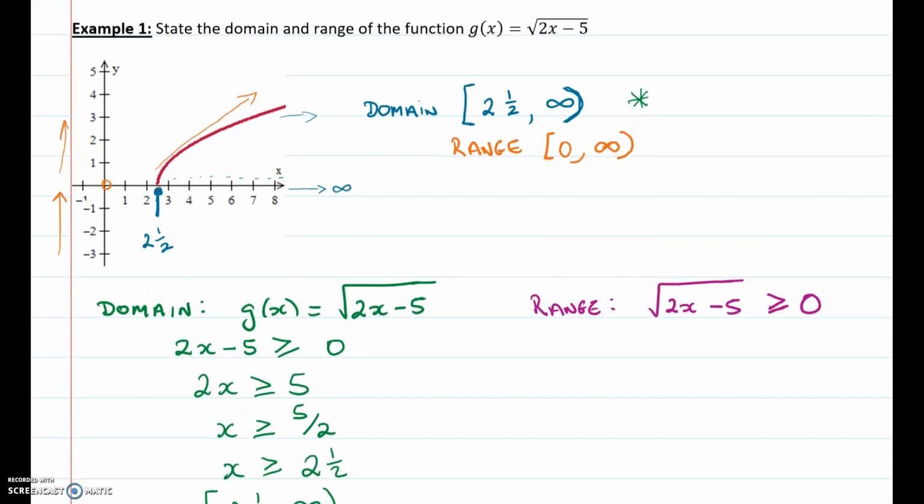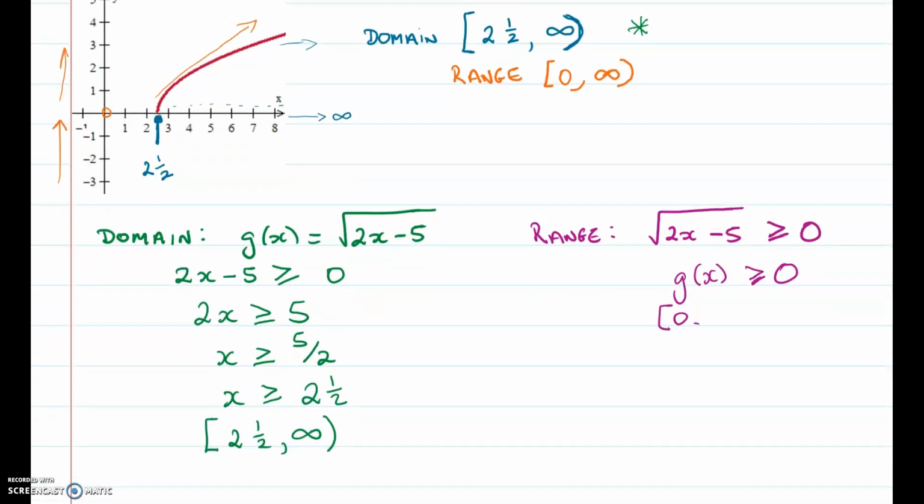But look up here. The square root of 2x minus 5 is just g of x. So you can say g of x is greater than or equal to 0. The whole idea here is to get an expression that has the square root on one side and then replace the expression with g of x. Greater than or equal to 0 means you start at 0 and you go as high as you like, in other words, to infinity. Which is, again, the same as we have here. So there you have two ways: the domain graphically and algebraically, and the range graphically and algebraically.